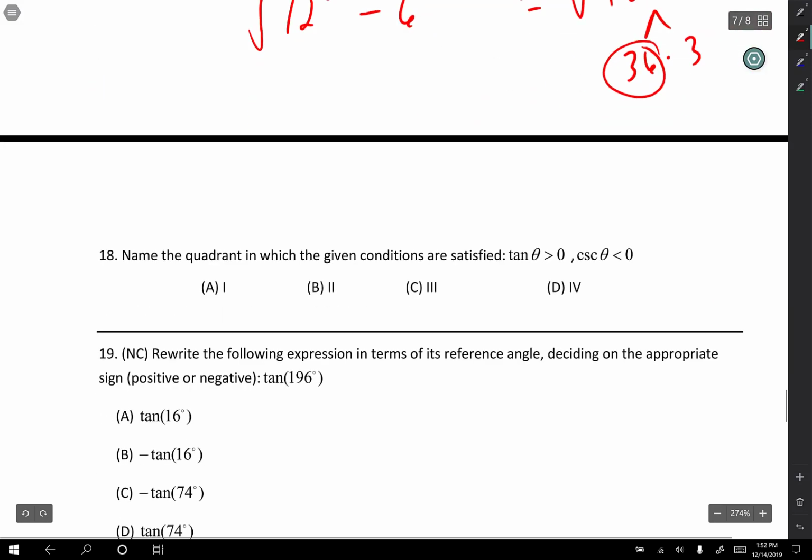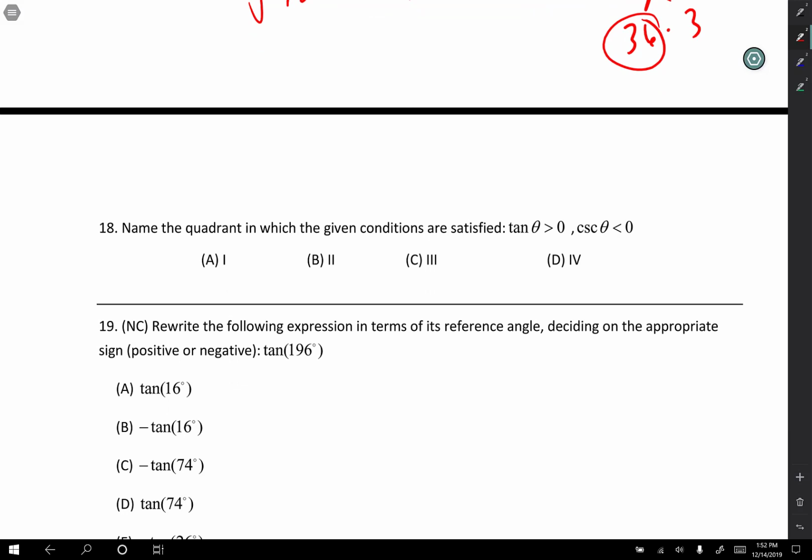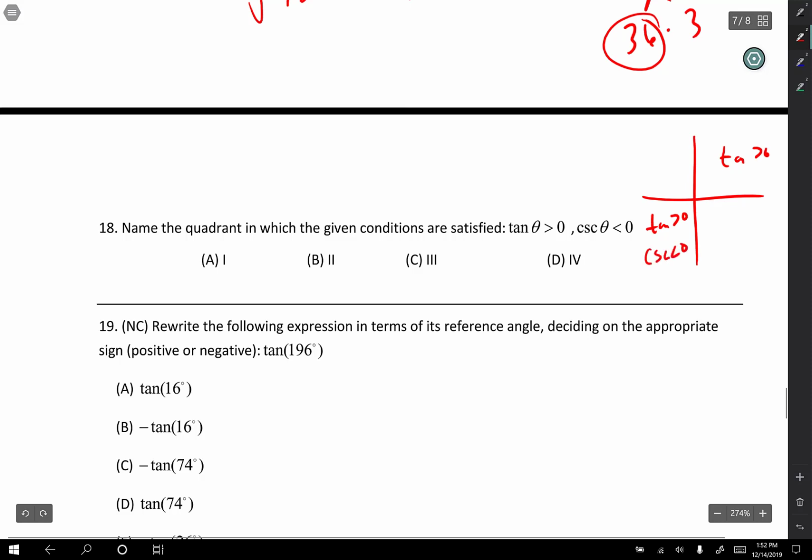Alright, let's go to the next one. Name the quadrant in which the given conditions are satisfied. I want tangent to be positive. Alright, so here's my quadrants. Tan is positive here, and tan is positive in quadrant 3. And I want cosecant to be negative. Cosecant is the reciprocal of sine. So cosecant is negative here, and cosecant is negative in quadrant 4. So the one that it's on both is quadrant 3.